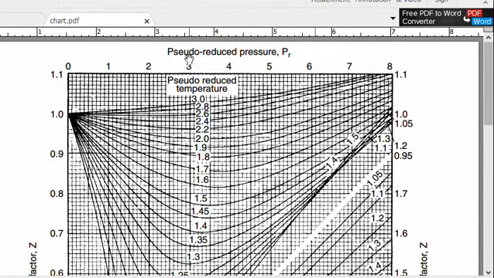When you look at this chart, the pseudo-reduced pressure is up here, while the pseudo-reduced temperature is this. Now we have the pseudo-reduced temperature to be 1.6, which is this curve, and we have our pseudo-reduced pressure to be 1.7. So this is 1.5, this is 1.6, 1.7, this is 1.7, come down to 1.6. So this is where 1.7 and 1.6 meet. We now move down to this place. So we have roughly 0.875.